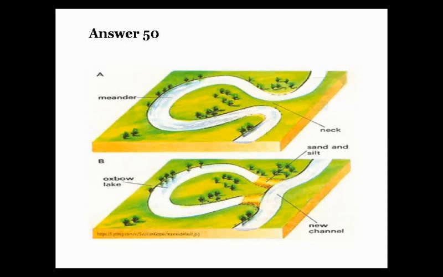loop eventually causes the river to break through at the cutoff point and form a new riverbed. Finally, the river cuts through the narrow neck of the loop, abandoning an Oxbow Lake, then flows straight.